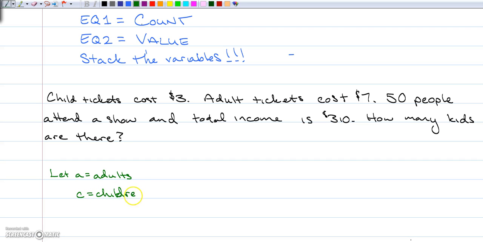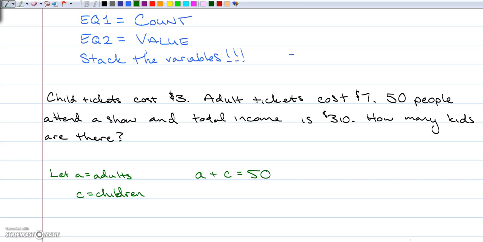Then, Equation number 1 is supposed to involve what? Equation number 1 is going to be A plus C equals 50, not quite 310. Let's just count the people. A plus C equals 50. We're just counting people and only counting people.